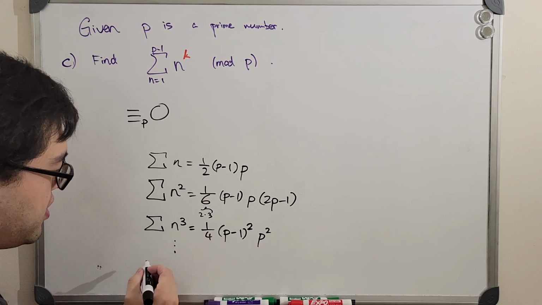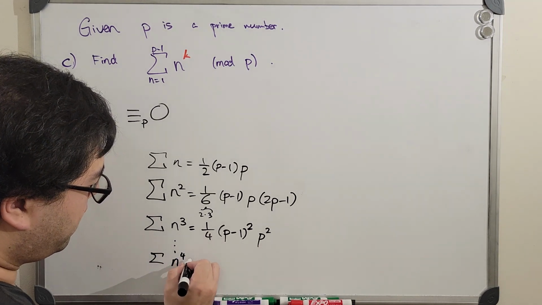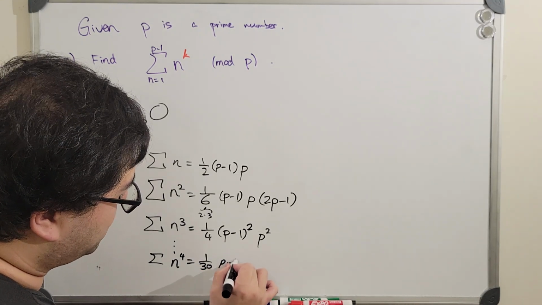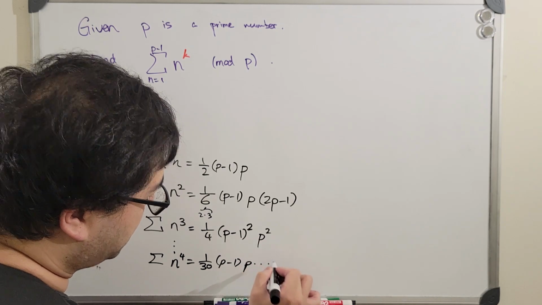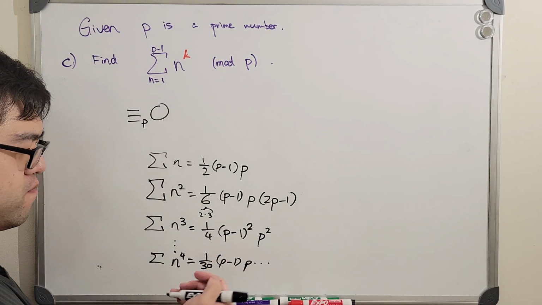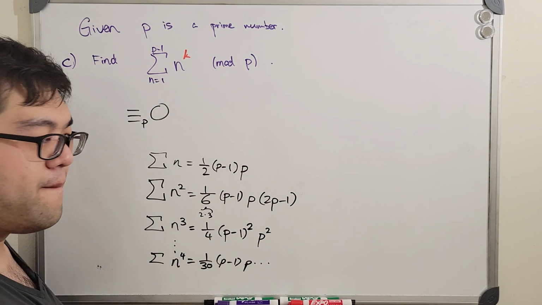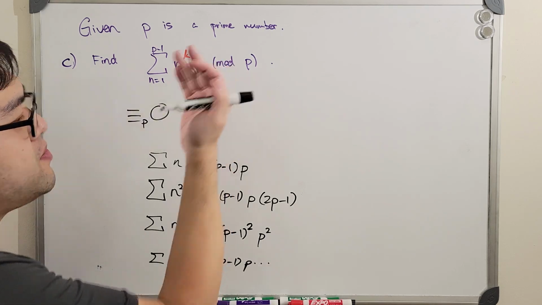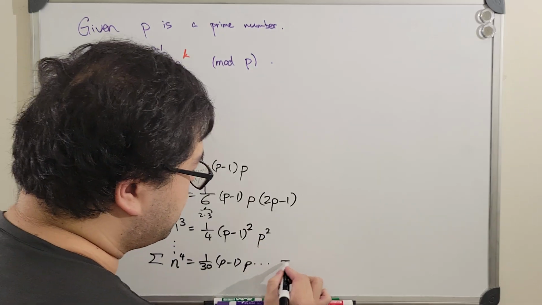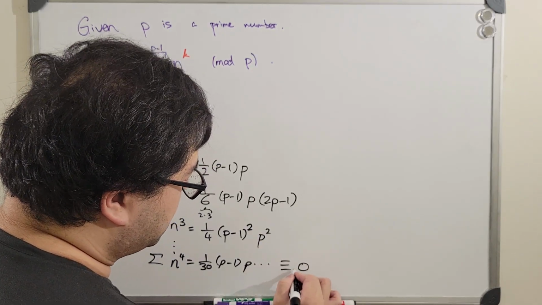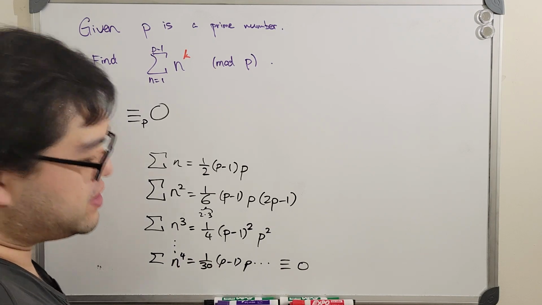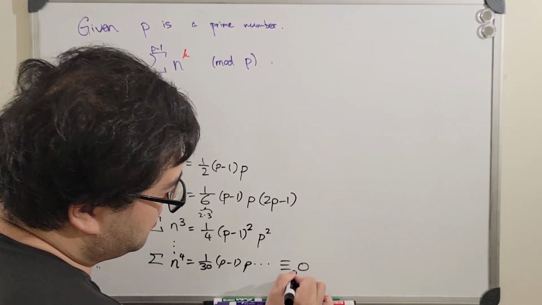And again, if we try to continue, for example, to the 4th power, it will be 1/30 times p minus 1, and then times p, and then times something. Now, then we'll be able to see that this whole expression on the right will still be a multiple of p, and we will get that this expression will be congruent to 0, or this value is equal to 0 if we're trying to take it in mod p.